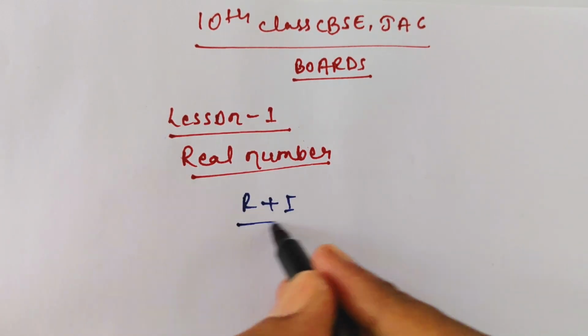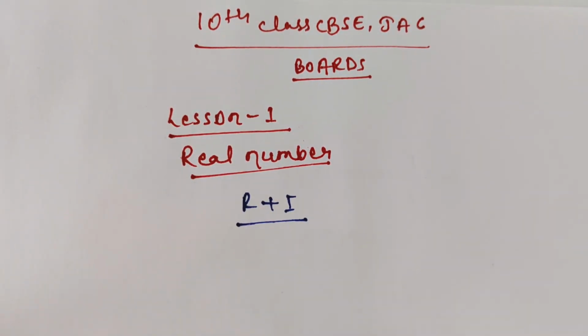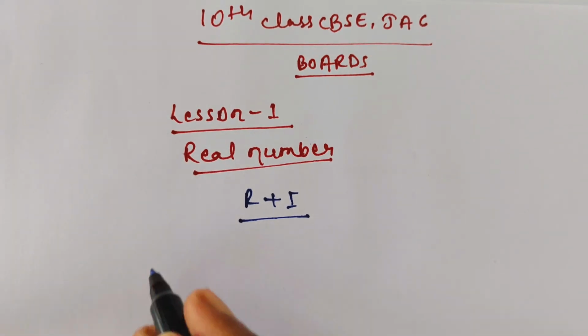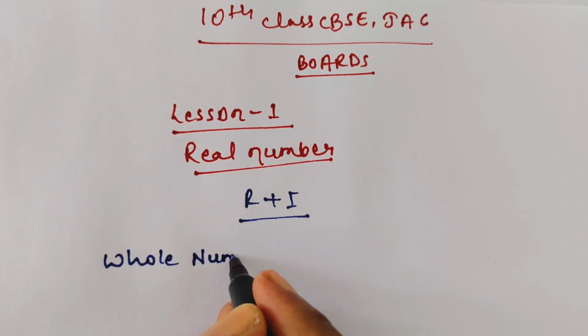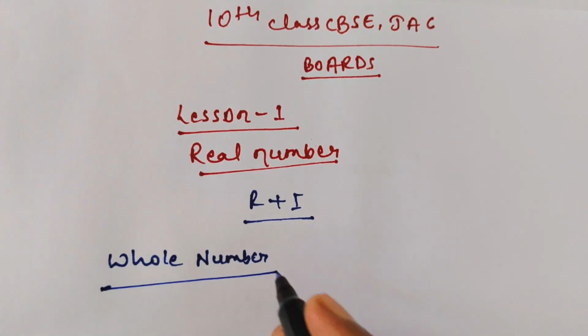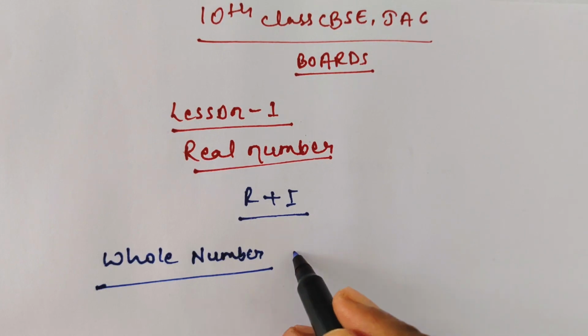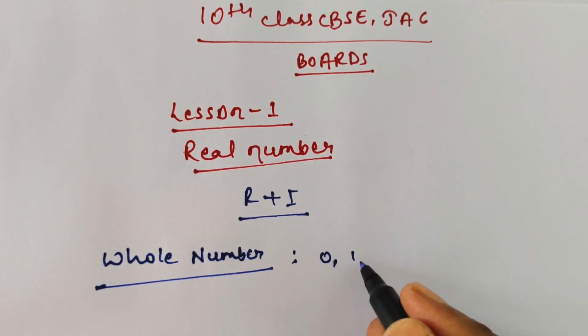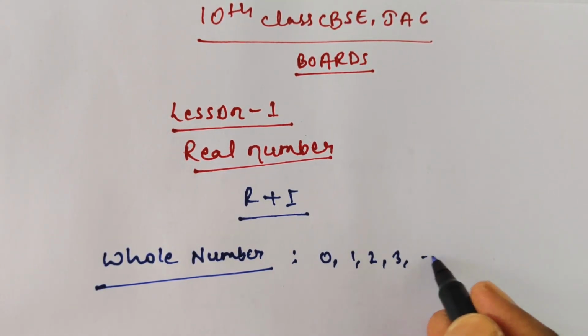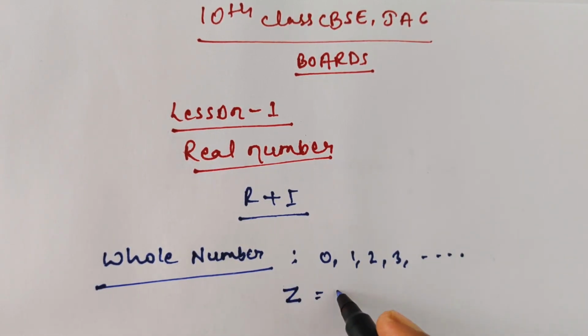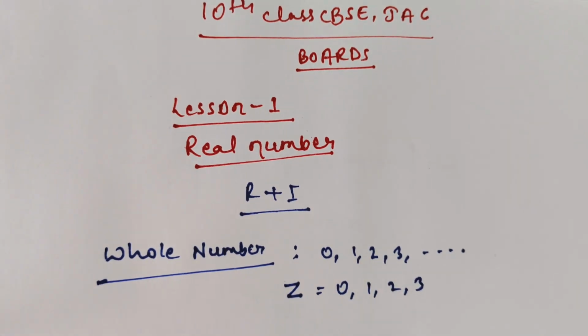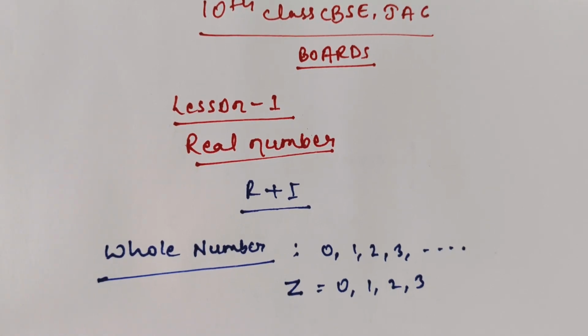So before starting the class, we should know some basic numbers of the number system, like the whole numbers. What are whole numbers? In the lower classes, we learned about this. The numbers which start from zero, like 0, 1, 2, 3, and so on, are all called whole numbers. It is indicated by W. So the numbers starting from zero are called the whole numbers.